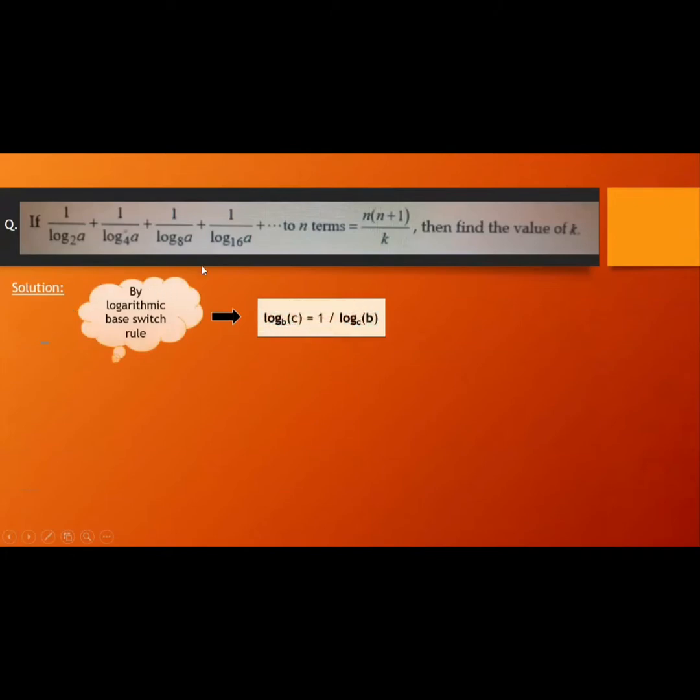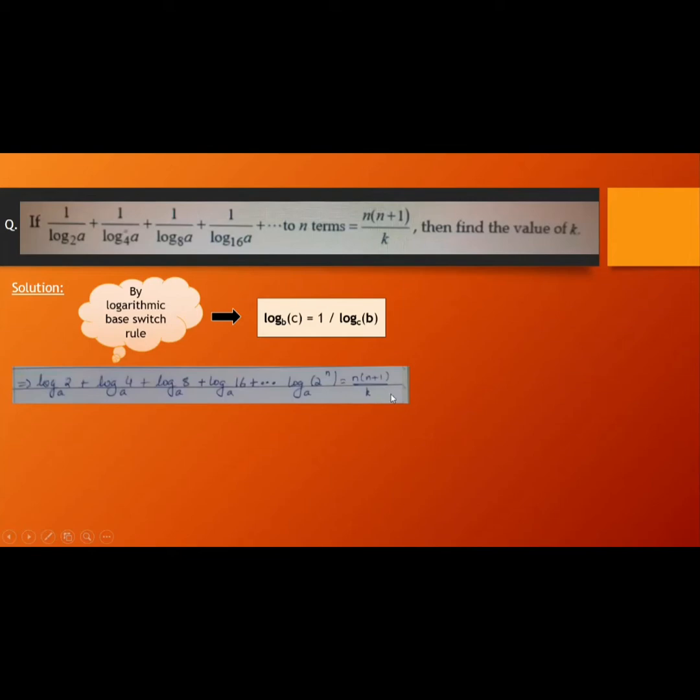So the solution is by the logarithmic base switch rule, that is log c base b is equal to 1 by log b base c, or vice versa. In this case, if we take this log function to the numerator, the base and the argument, that is 2 and a, will get interchanged, and that will happen for all of these logarithmic functions, right? So let's see what we get. We get log 2 base a plus log 4 base a, and so on until log 2 power n base a, which is equal to n into (n plus 1) by k.